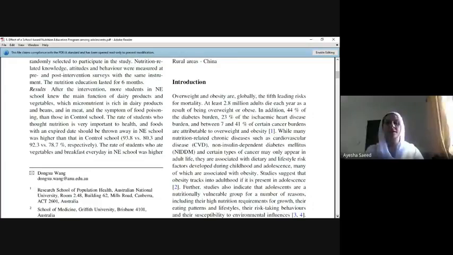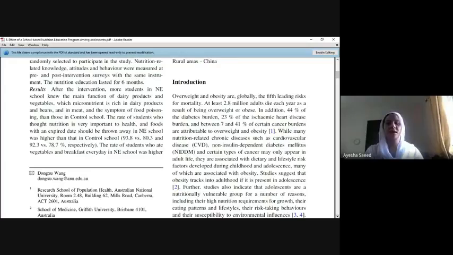Now, afterwards, they are developing the rationale: chronic diseases develop in adulthood, but they are associated with dietary and lifestyle risk factors that start in the childhood and adolescent years. So there is a need. Such studies suggest that obesity tracks into adulthood if it is present in adolescence. Further studies also indicate that adolescents are nutritionally vulnerable for a number of reasons, including their high nutrition requirements for growth, their eating patterns, their lifestyles, their risk taking behaviors, and susceptibility to environmental influences.